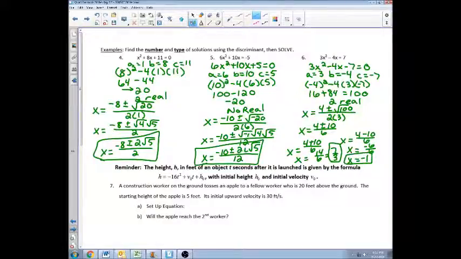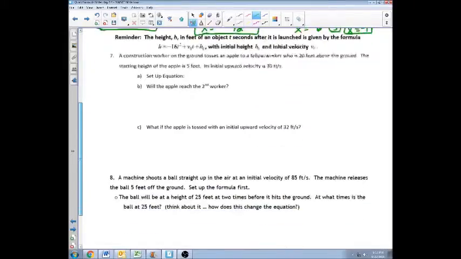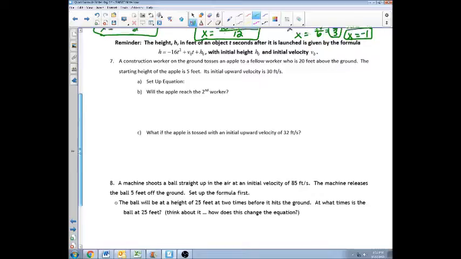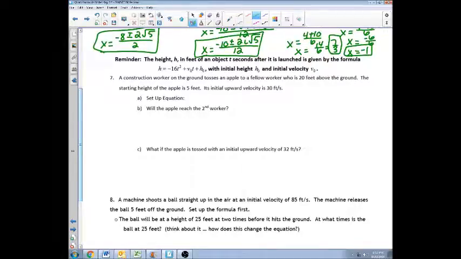All right. Moving on to story problems. We did a little bit with story problems the other day. Let's see what happens here. Reminder, the height h in feet of an object t seconds after it is launched is given by the formula h equals negative 16t squared plus the initial velocity times t plus the initial height. The initial height being h0 and the initial velocity being v0.